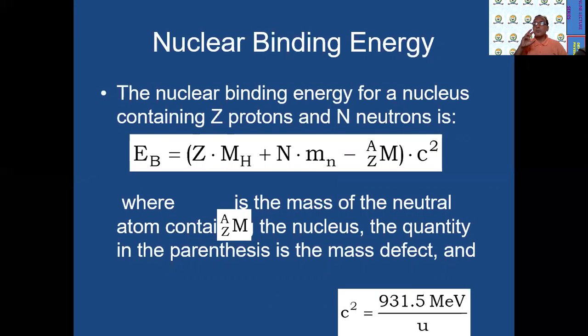If you want to see the formula for the binding energy, consider a nuclear binding energy for a nucleus containing Z protons and N neutrons. Therefore binding energy is equal to ZMH, that means the mass of Z protons, plus NMN, the mass of N neutrons, minus the mass of the nucleus, times c square, which gives the binding energy, where M(A,Z) gives the mass of the neutral atom containing the nucleus. The quantity in the parenthesis is the mass defect.